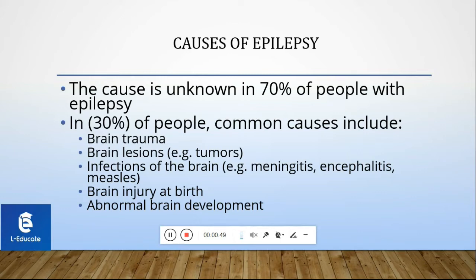If an individual has a birth injury or head injury as a baby, it could result in epilepsy. And of course, when the brain develops abnormally, we could have abnormal firing, which can continue to manifest as unprovoked and recurrent seizures or convulsions.